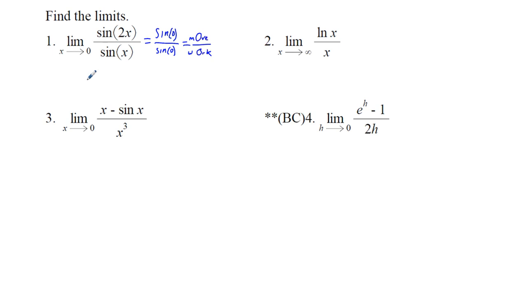We're going to take the derivative of the numerator and the denominator. I'm just going to continue to write limits below. Limit as x approaches 0 of, what is the derivative of sine 2x? Well, it's going to be the cosine of 2x times the derivative of the inside, which is 2. And then in the denominator, the derivative of sine x is cosine x.